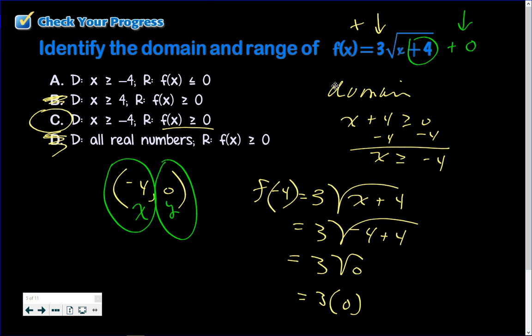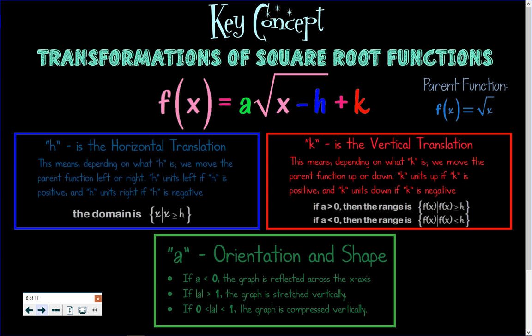Okay, so here's the rule, the key concept. Look at this page right here. I made you a little cheat sheet. If the number in front, which is A, is less than 0, what kind of number is that? Negative. The graph is reflected across the x-axis. We just talked about that. It just flips it down. Is everybody with me?